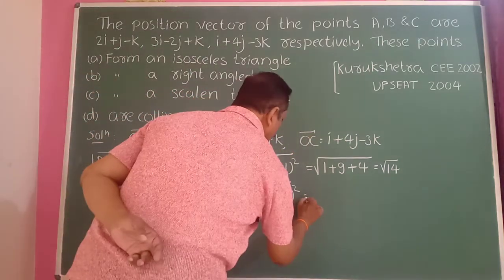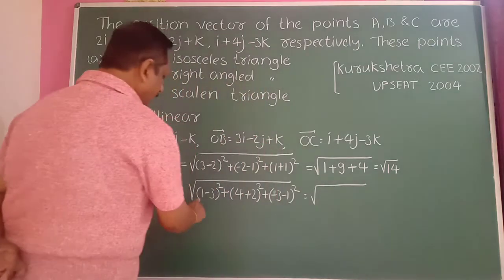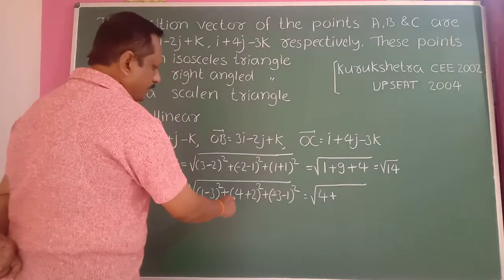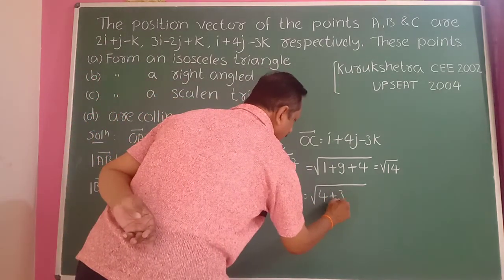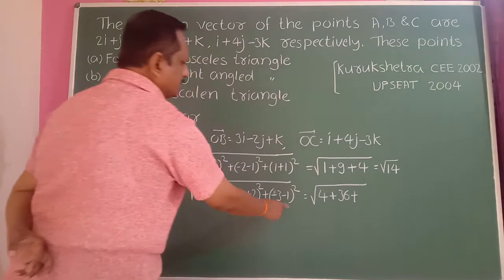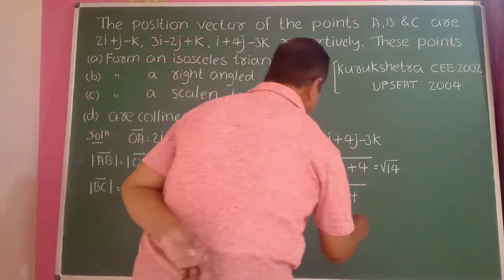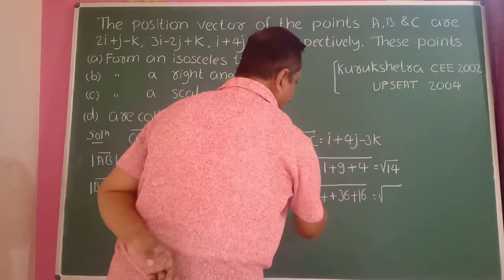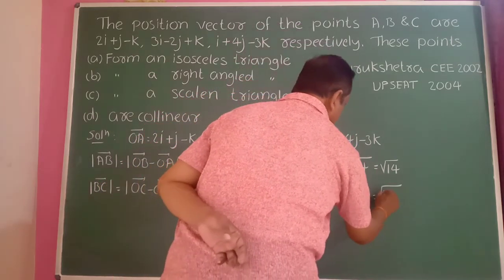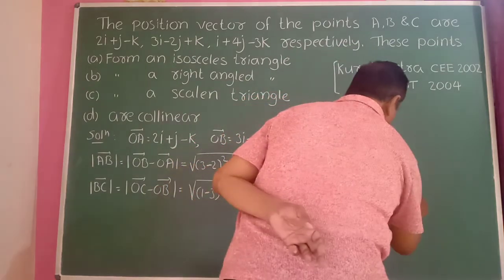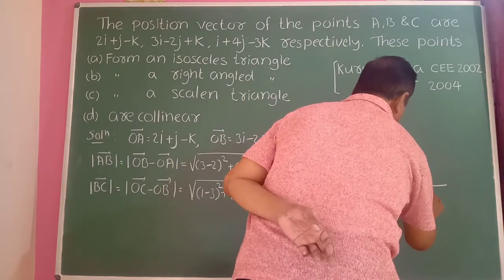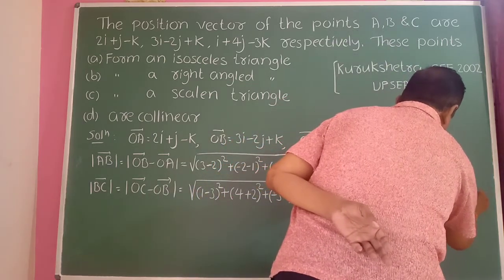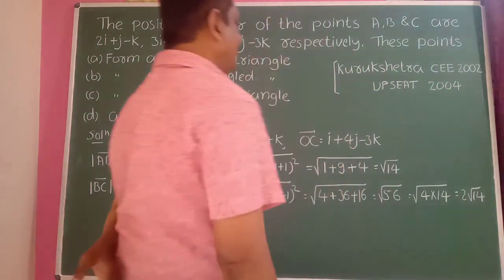Therefore, this is equal to root of: 1 − 3 is −2, −2 squared is 4. Plus 4 + 2 is 6, 6 squared is 36. Then −3 − 1 is −4, −4 squared is 16. Therefore, root of 16 + 4 = 20, plus 36 gives 56. Therefore, root of 4 into 14. So this is equal to 2 root of 14.